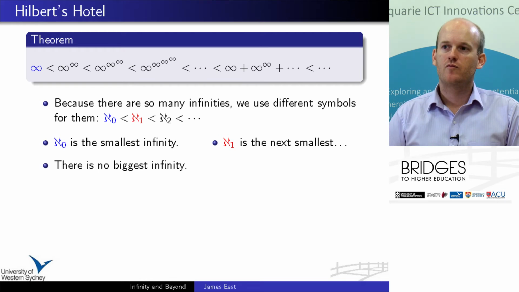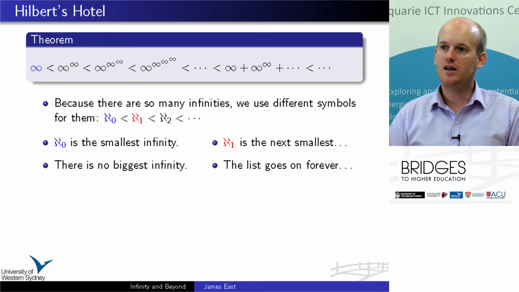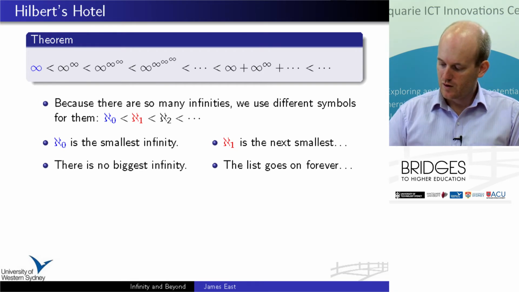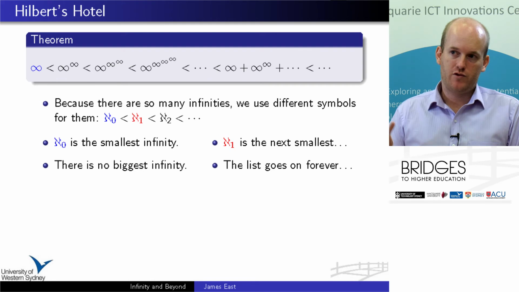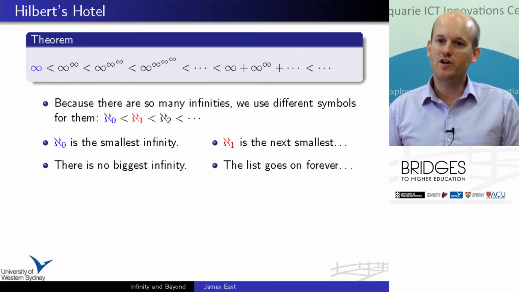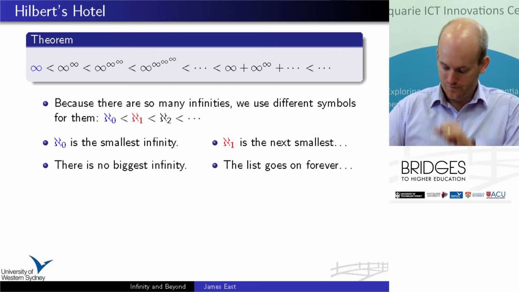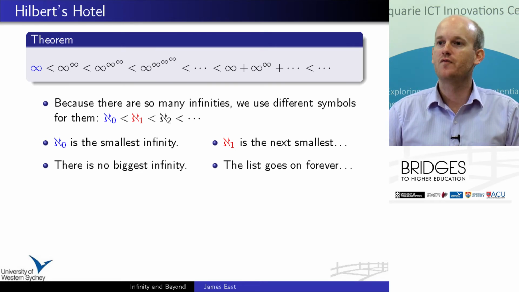All right? I've sort of indicated that there's no biggest infinity. Given any infinity, you can find a bigger one. The list basically goes on forever, so there's infinitely many infinities. You might be wondering how many infinities. If there's infinitely many of them, which infinity is it that says how many of them there are? But that's a very interesting question.